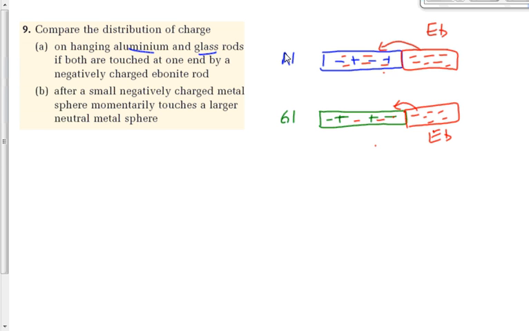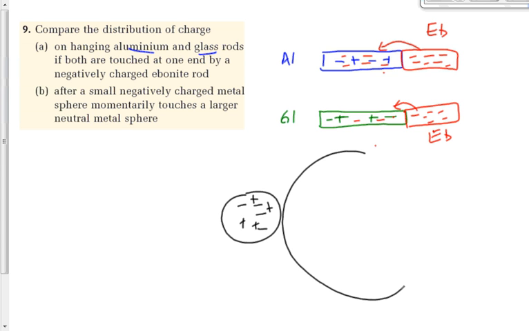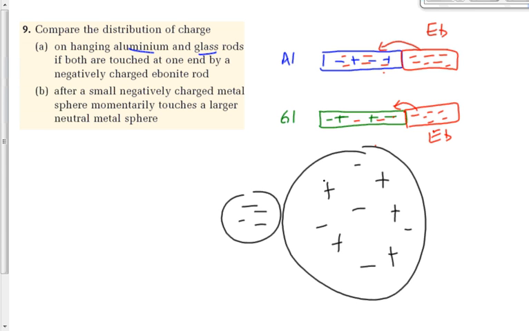Let's take a look at B here now. After a small negatively charged metal sphere momentarily touches a larger neutral metal sphere. Oh, this one should have almost been A, because this one's easier, right? B's easier. You got a small negatively charged sphere. Let's say 4 positives, 4 negatives. It touches a larger neutral sphere. Oh, wait, that was negative, wasn't it? And we got a larger neutral sphere. 5 positives, 5 negatives, whatever.